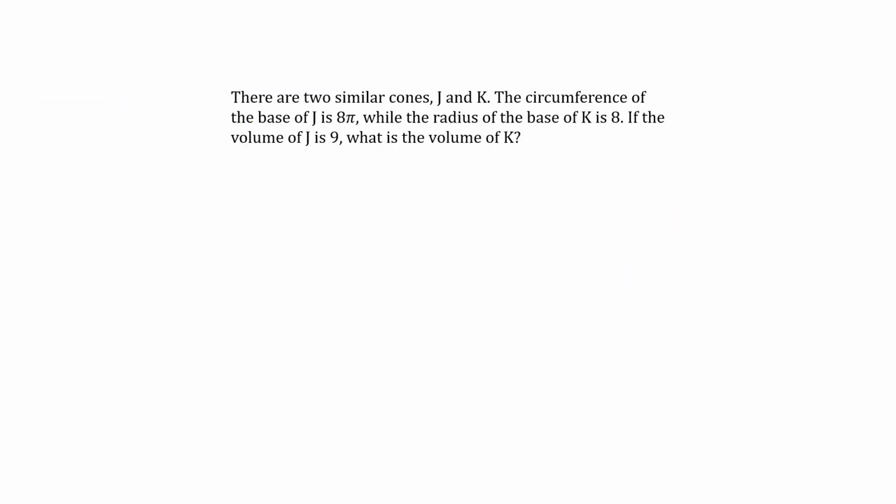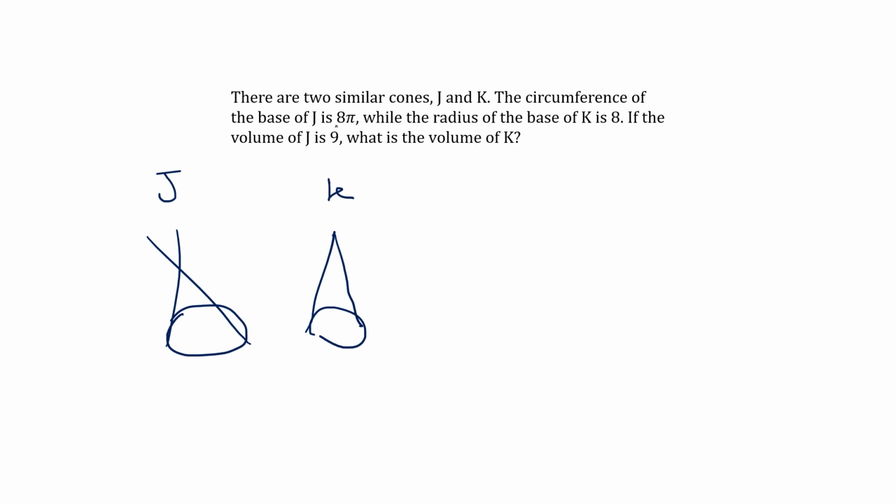There are two similar cones, J and K, and I'll draw them. It's not going to help us too much, but I'll draw them anyways. That's kind of what a cone looks like. The circumference of the base of J, which we'll label them, is 8 pi. So this perimeter of the bottom is 8 pi, and the radius of the base of K is 8.